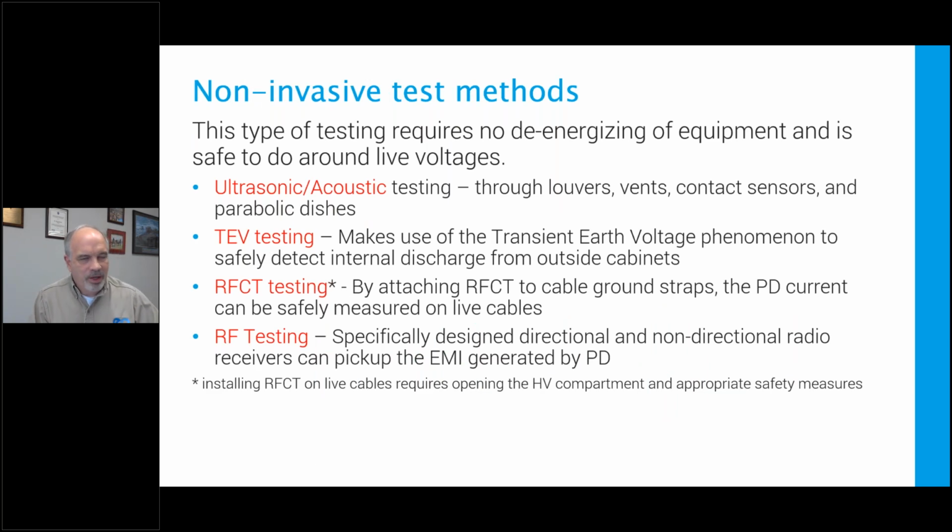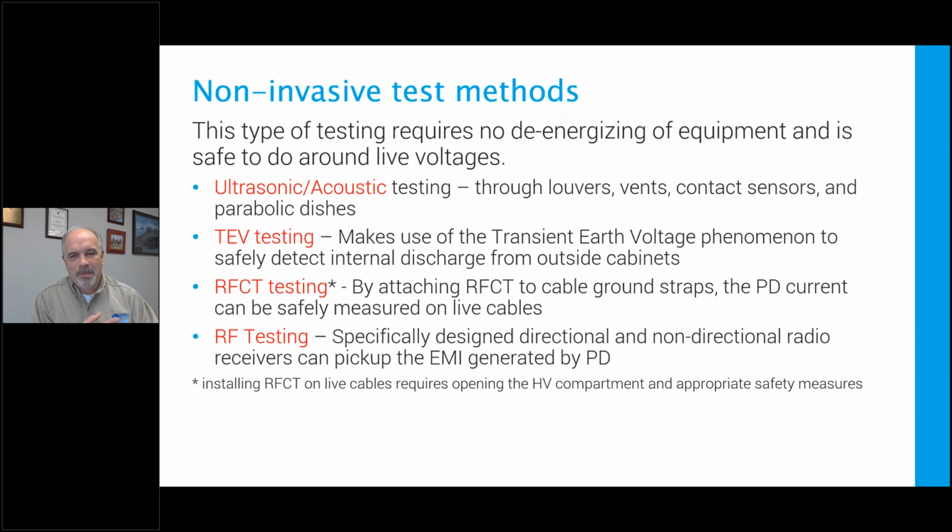So what kind of methods are we going to use? I've talked a little bit about these. One is ultrasonic testing, or acoustic testing, some people call it. We're going to listen for the sound. We're going to try and discriminate the sound of PD compared to all the other sources of ultrasonic energy in a substation. And if we're on the outside of metal clad switchgear, we're going to try and get an air path from the source to the sensor, right? We want to listen to something, so we kind of need an air path. So we're going to listen to vents, louvers, parabolic dishes if need be. And if there is no air source, we're going to use a contact sensor that actually can hear through the metal.